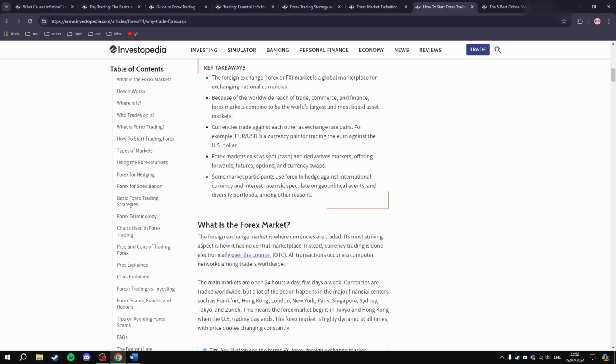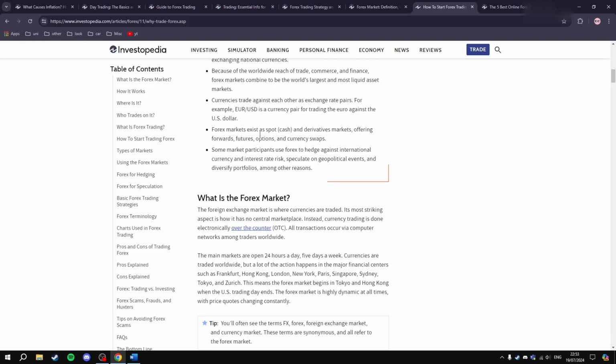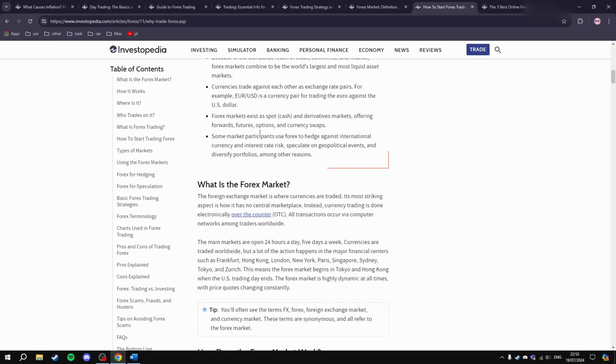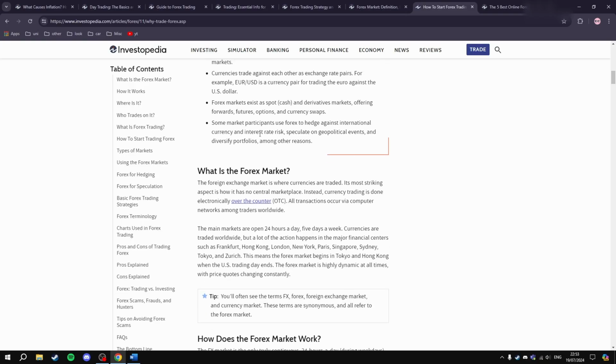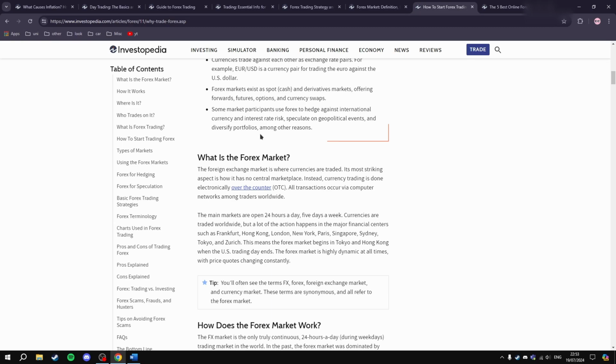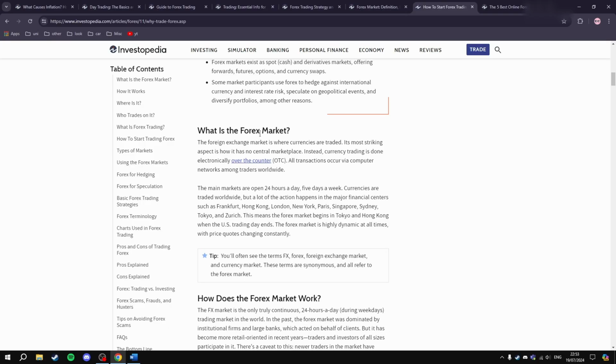So key takeaways. The foreign exchange, Forex or FX market is a global marketplace for exchanging national currencies. Because of the worldwide reach of trade, commerce and finance, Forex markets combine to be the world's largest and most liquid asset markets. Currencies trade against each other as foreign exchange rate pairs. For example, Euro USD is a currency pair for trading the Euro against the US dollar. Forex markets exist as spot, cash and derivative markets, offering forwards, futures, options and currency swaps.